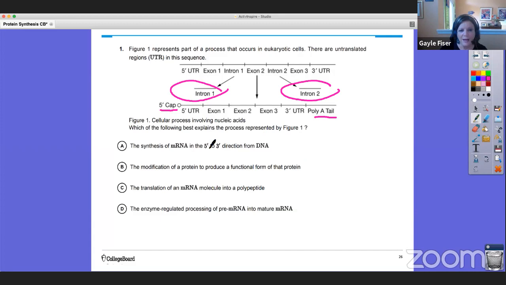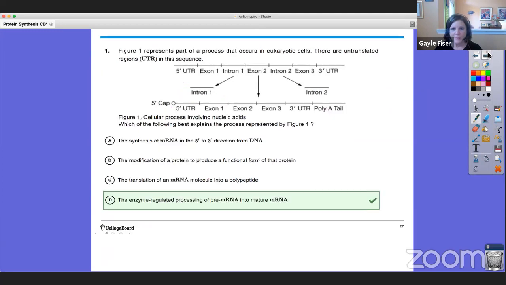So we're not synthesizing a new strand right now. We're already past that. And we're not at the modification part that's after translation. And then we're not translating, we're not on a ribosome right now. So now this is our answer. That's what's going on. This was pre, and now we have mature, and we're ready to go to the ribosome. Okay.